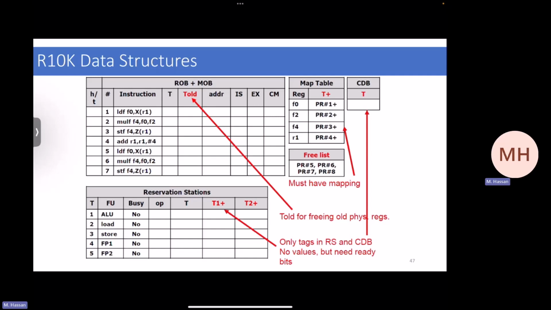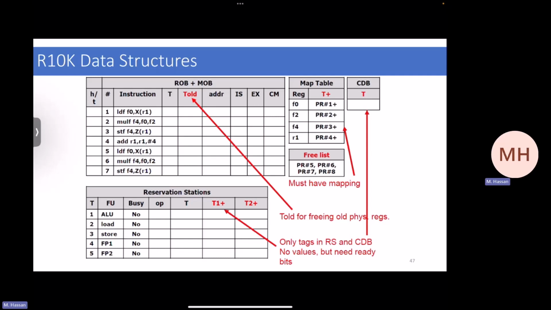What is this map table? It simply tells me, instead of what? In B6, what did we keep here? The ROB entry, right? Why did I need to do this? Because the ROB was the one that is going to copy the value from the ROB into the register file. Right now, I no longer have my value in the ROB. I don't write values into ROB because we said we only maintain the tag. So I don't need to have the ROB entry here.